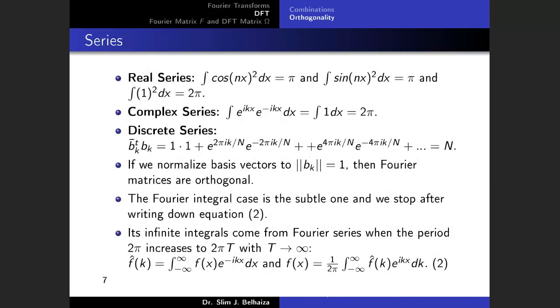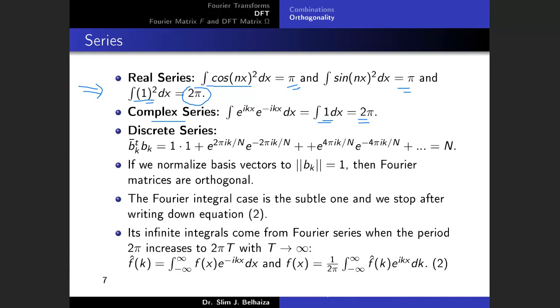Okay? So the series gives integrals of cosine nx squared, and they usually give pi. Similarly for sine nx squared, they usually give pi, or just the integral of 1 squared, which gives 2 pi. And this is in the case of the real series. For the complex series, if you are integrating e to the power ikx times e to the power minus ikx, we also just integrate 1 over the period, which is 2 pi, and we get 2 pi.